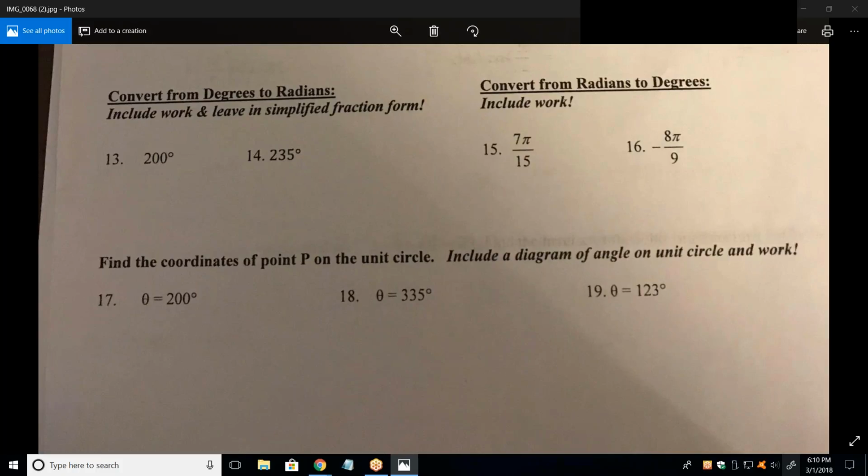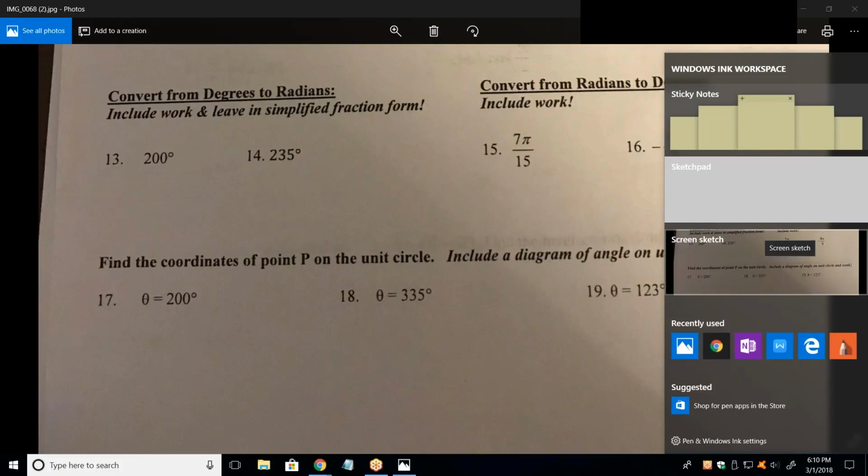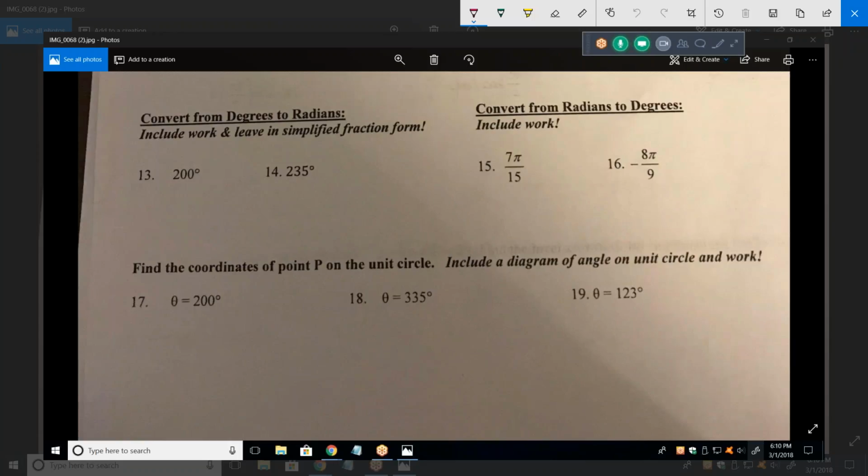What's 7 pi over 15 in terms of degrees? Figure out what pi over 15 is. Take your calculator and divide 180 by 15. 12. Okay, so pi over 15 is 12 degrees, because 12 times 15 is 180. So what's 7 pi over 15? 7 multiplied by 12? 84 degrees.